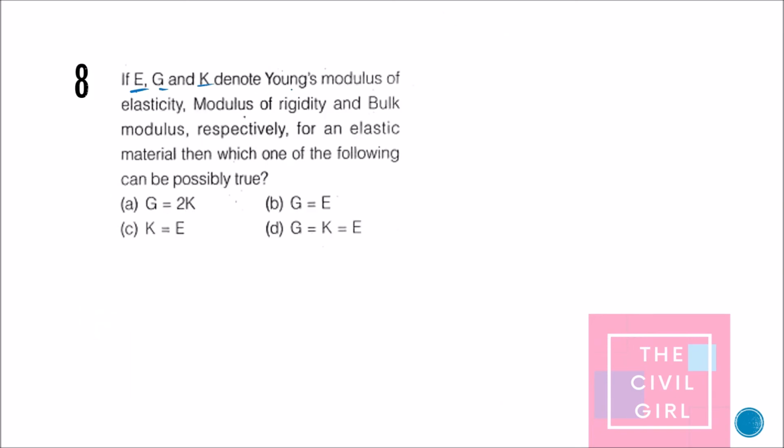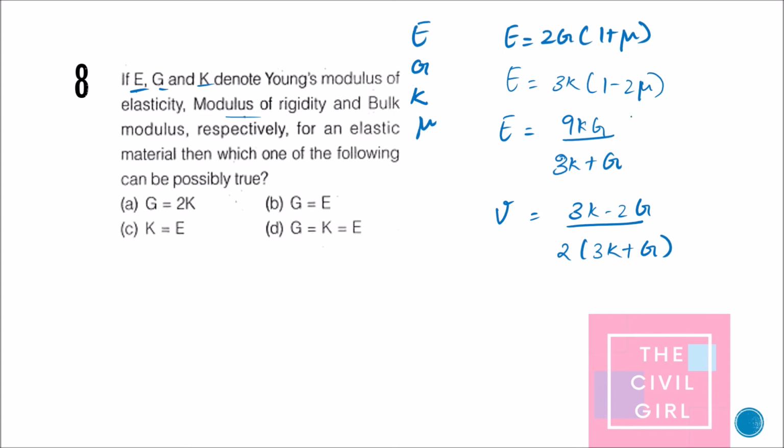E, G, K denote Young's modulus, modulus of rigidity, and bulk modulus respectively for an elastic material. Which one of the following can possibly be true? We have E, G, K and another elastic constant, nu. So let me write all the relations between them. From these, they have asked which one is correct. Let us take option A: G is equal to 2K. Let me see where G and K come in here. These are both quite complicated, so it is quite obvious that G cannot be equal to 2K.